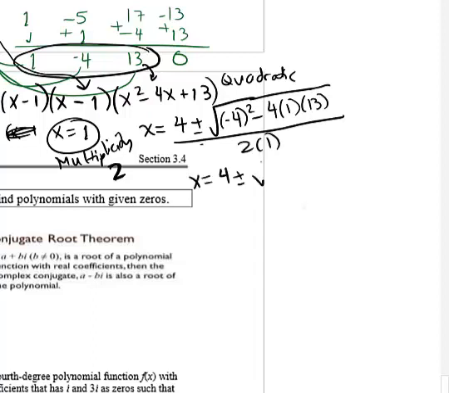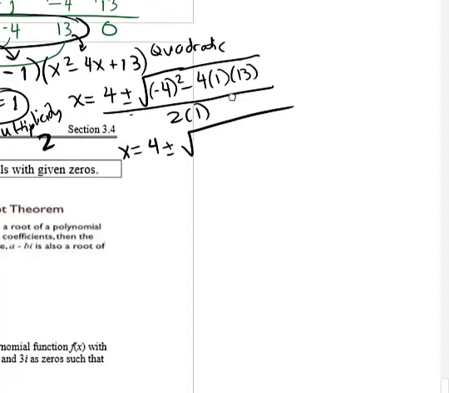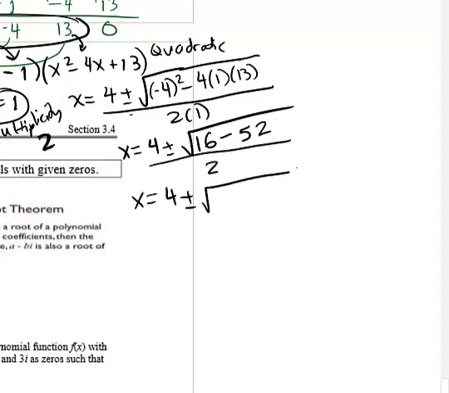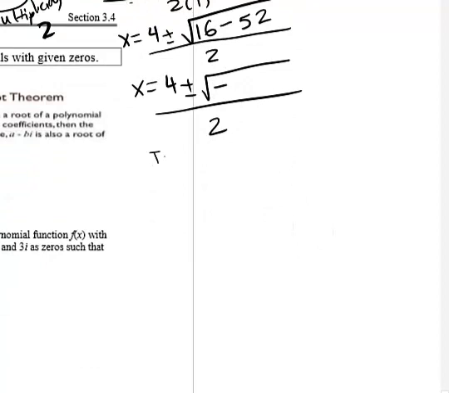So let's see, we got 4 plus or minus the square root of, let's see, negative 4 squared is positive 16. 4 times 1 times 13 is negative 52. That's not a good sign, huh? So 4 plus or minus the square root of, that's going to give me a negative inside the root. Whatever, those are imaginary solutions, because you can't have a negative in the root. So no solutions coming from this part.